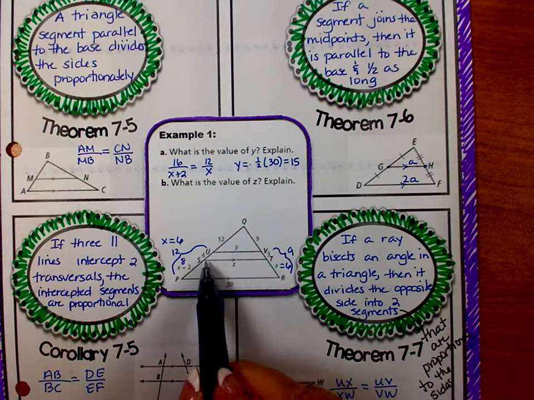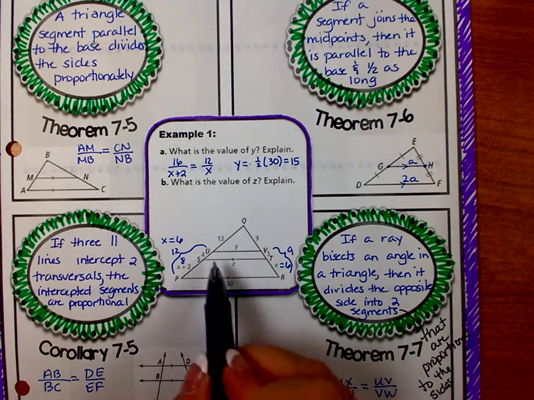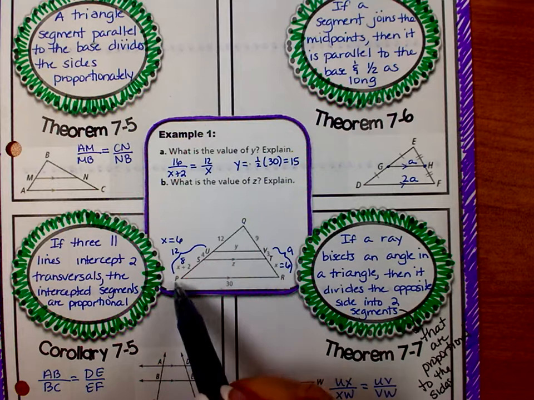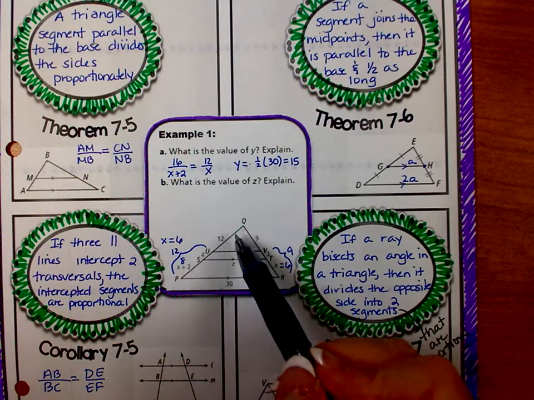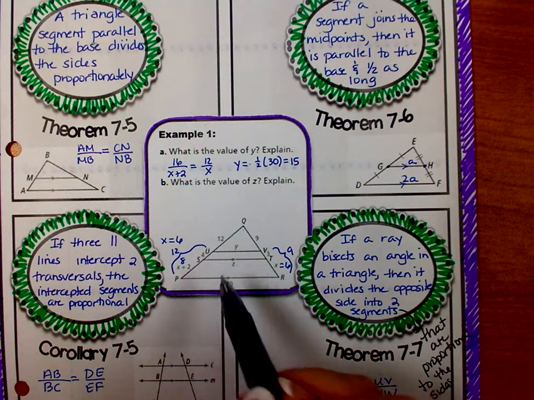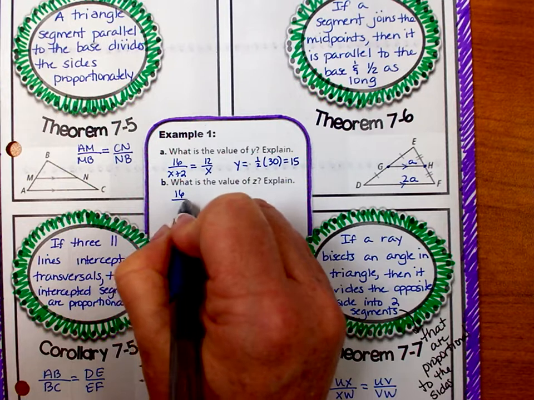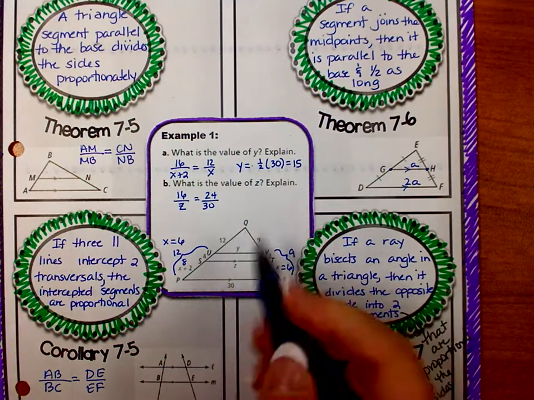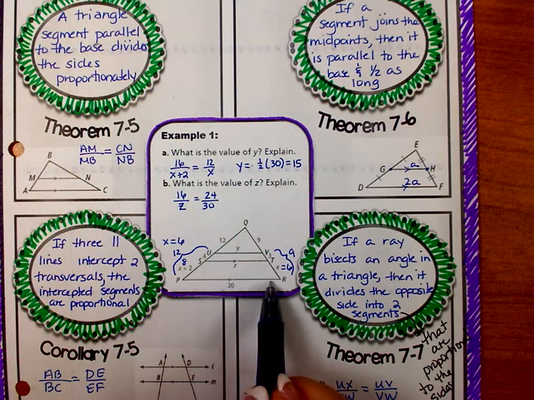Okay, now the value of z. All right, so if we want to find the value of z, then we can use the fact that we have two proportional triangles. And we can set up a proportion that looks like 16 over z equals 24 over 30. So the leg over the base and the leg over the base.